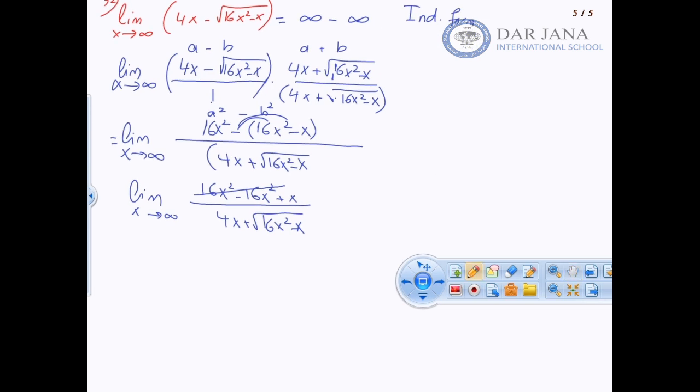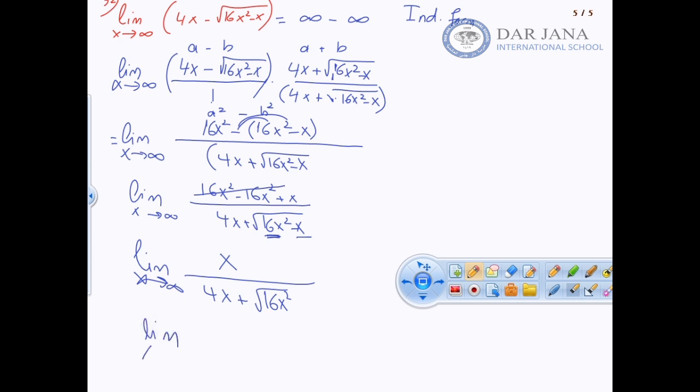Now let's continue. It's the limit as x approaches infinity. Up I have x, and down 4x plus. Now here, the highest one is radical 16x squared at infinity. How do we get rid of this radical? Radical 16x squared, as we said, radical x squared is absolute x. So here it's radical 16, which is 4, times absolute x.